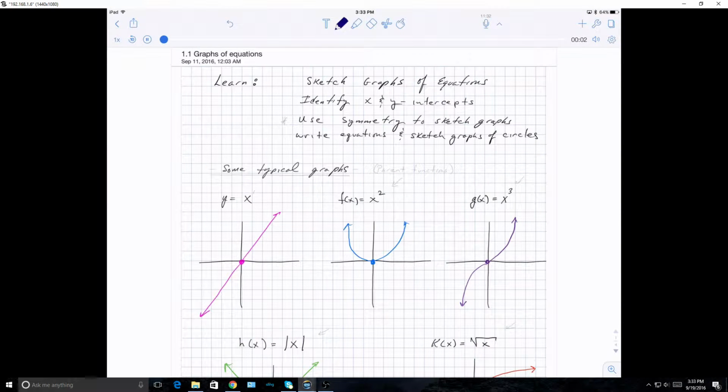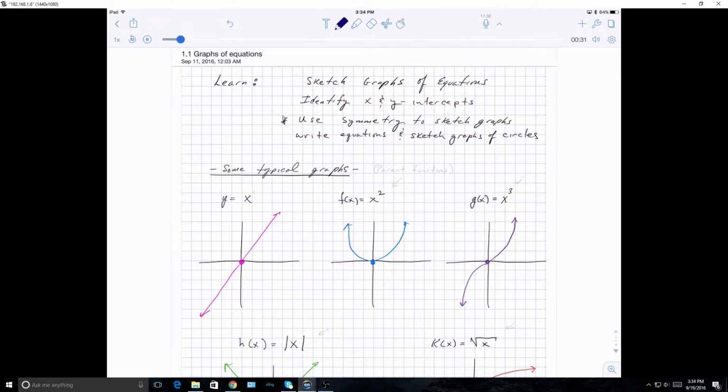Alright, now we're going to start looking at graphs of equations, and we're going to learn a few topics here: sketching graphs, looking just to identify x and y intercepts, most importantly symmetry here, and writing equations and sketching graphs of circles.